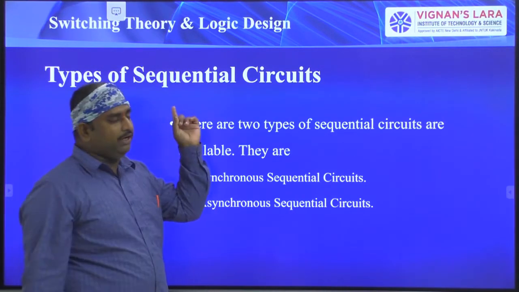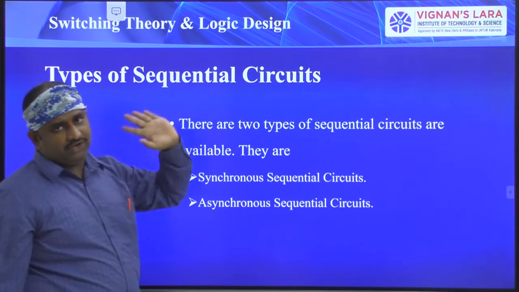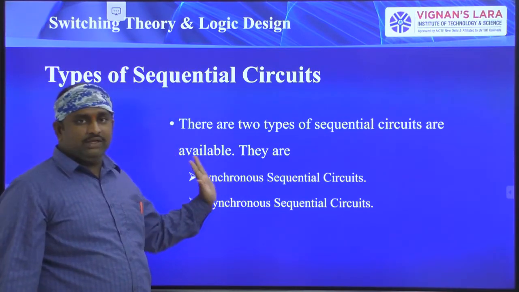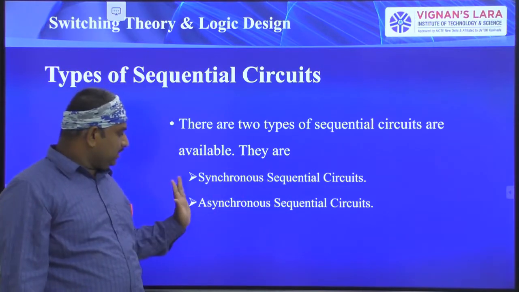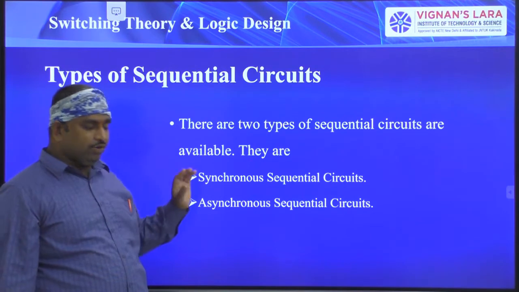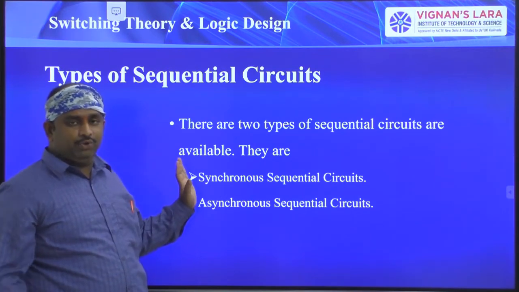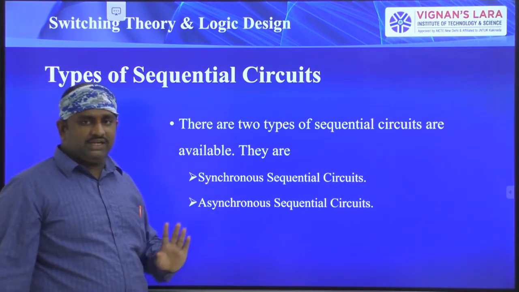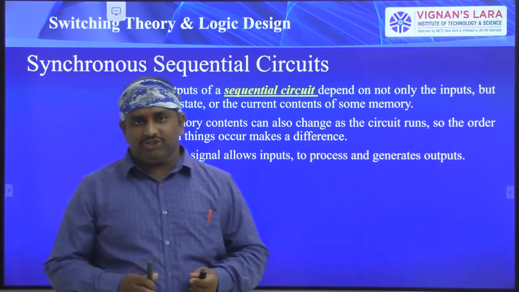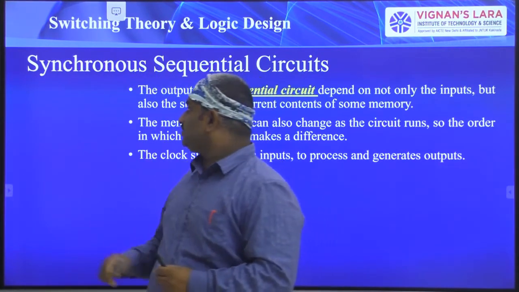Next, types of sequential circuits. There are two types of sequential circuits. The first one is the synchronous sequential circuit, and the second one is the asynchronous sequential circuit. So a sequential circuit is divided into two categories: synchronous and asynchronous. Now, synchronous sequential circuits.